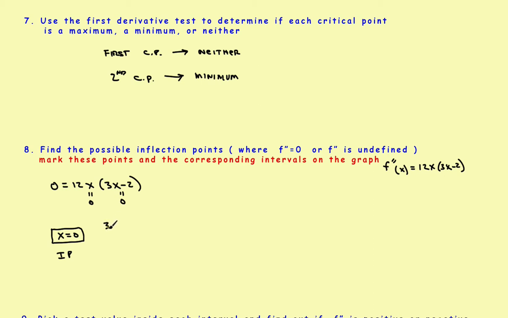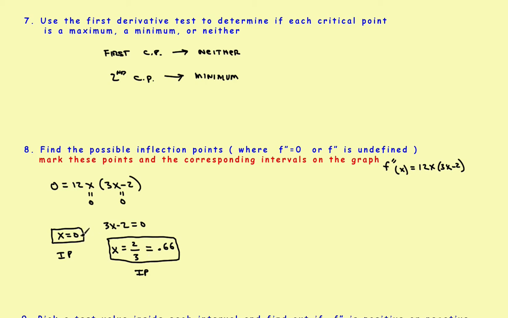So let's set the second factor equal to 0. And if you solve for this, you would get x would be equal to, move the 2 over, 2/3. And again, because we're plotting graphs, it's probably going to be easier if you go ahead and change that to a decimal. So that'd be about 0.66. So there is the second possible inflection point.